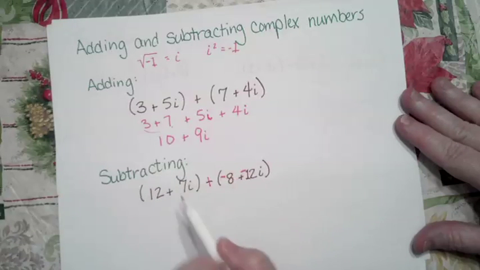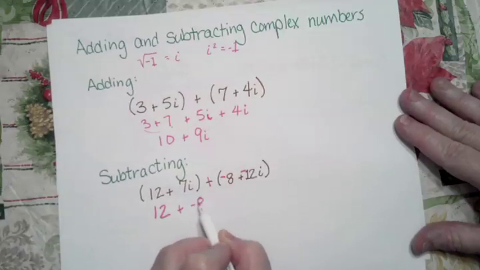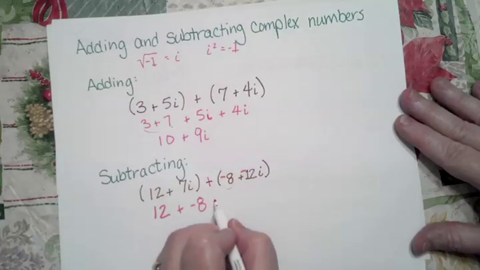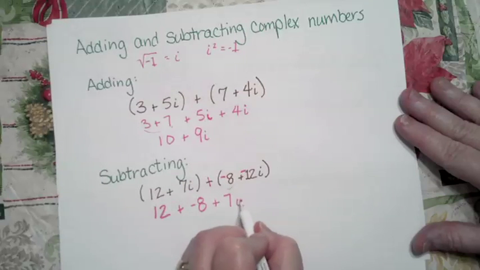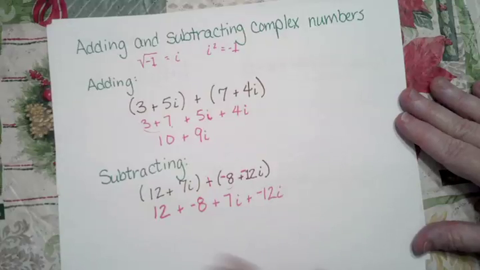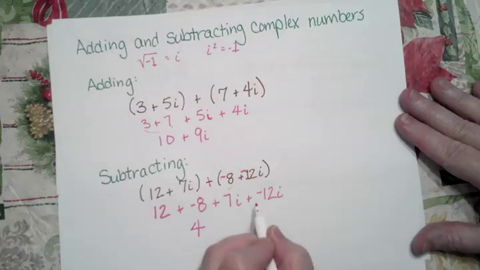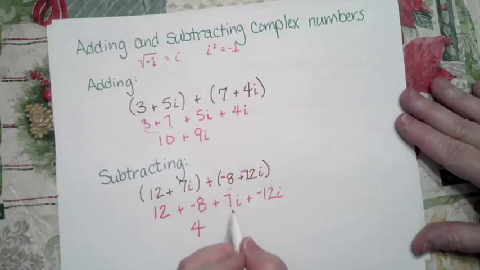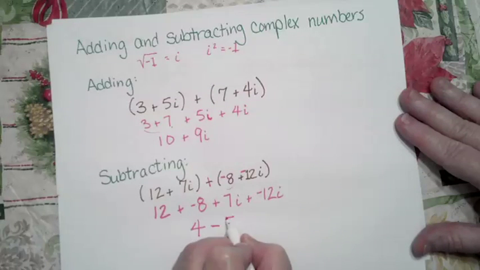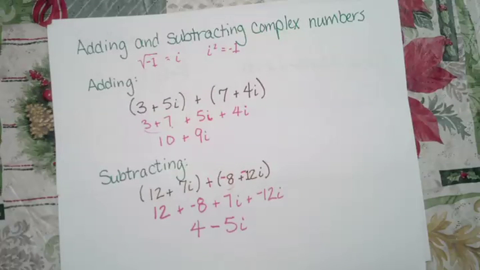So I can now say, let's regroup. I have my whole real numbers, 12 plus -8, now that this is negative, and I have my imaginary numbers, 7i plus -12i. Now I can just add these together. 12 plus -8 is 4, and 7i plus -12i is -5i. So I can write that as plus -5i, or I can go ahead and say minus 5i. And there's my answer. You want to try a couple on your own?